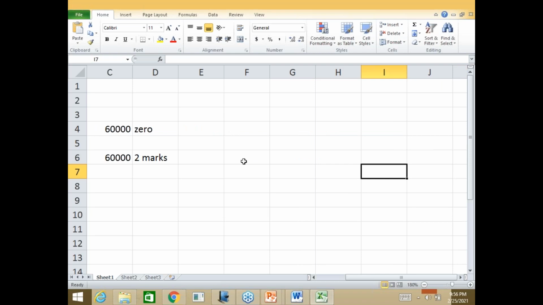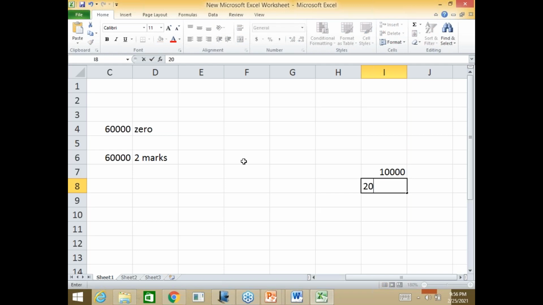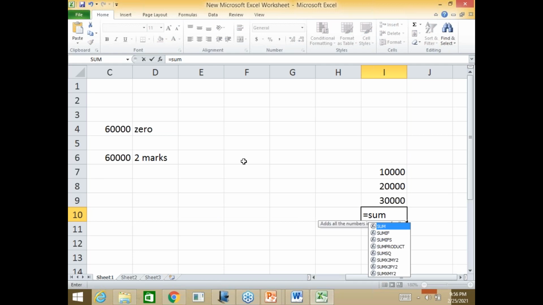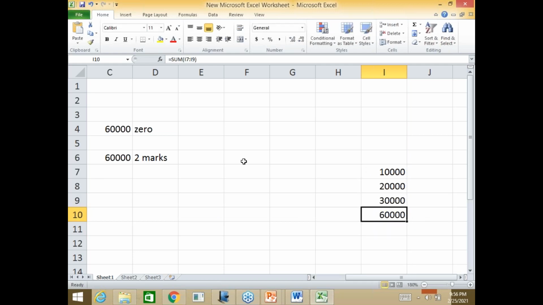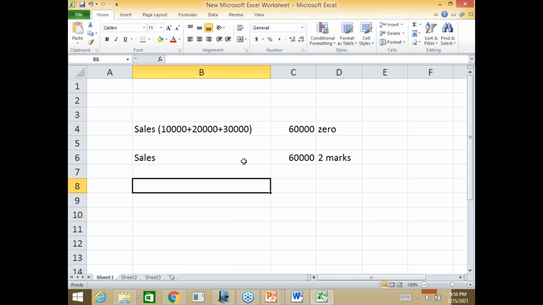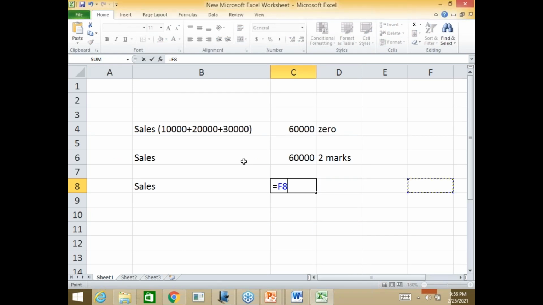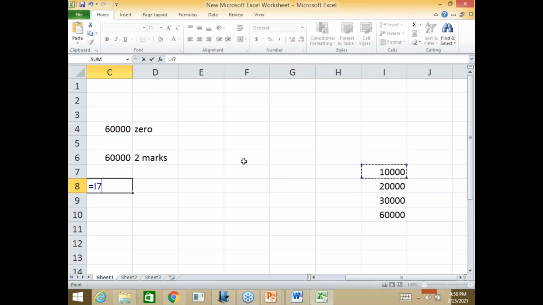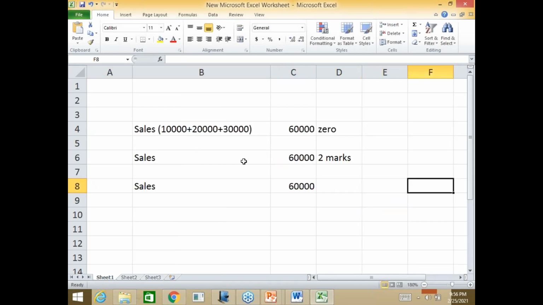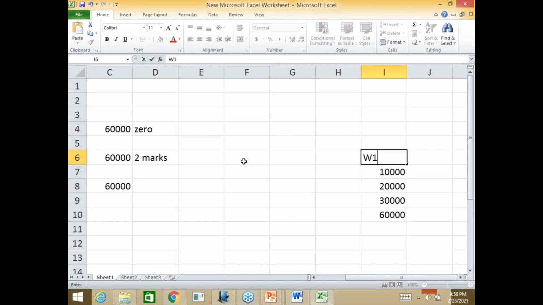Or suppose you have done the working here, like 10,000, 20,000 and 30,000. That's what you have already done in the working. So you have done the sum formula by adding these figures, and you got the value of 60,000. Now you need to report the sales figure by giving the reference. All you need to do is click on the cell, type the equal sign, and go to that particular cell in which you have already calculated 60,000. Assume that's working one.